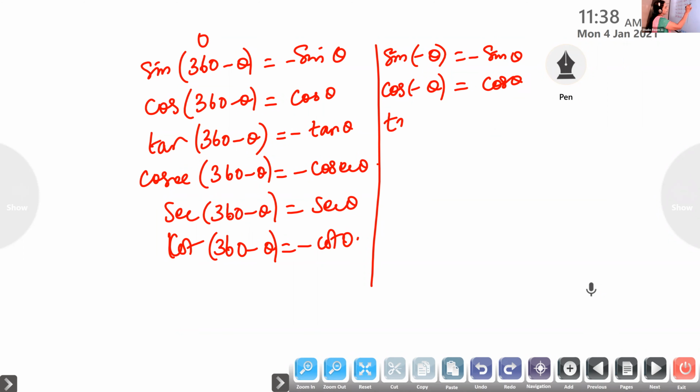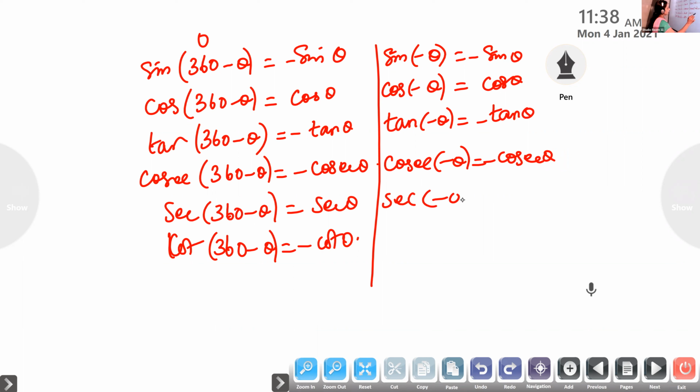What about tan of minus theta? It is minus tan theta. The negative sign we can take outside. So tan of minus theta is minus tan theta. Now cosec of minus theta is minus cosec theta. Then sec of minus theta is sec theta. Then cot of minus theta is minus cot theta.